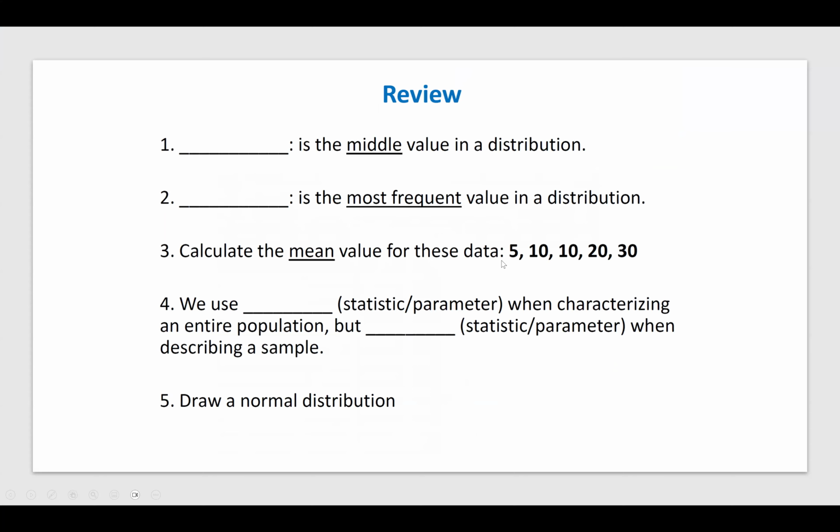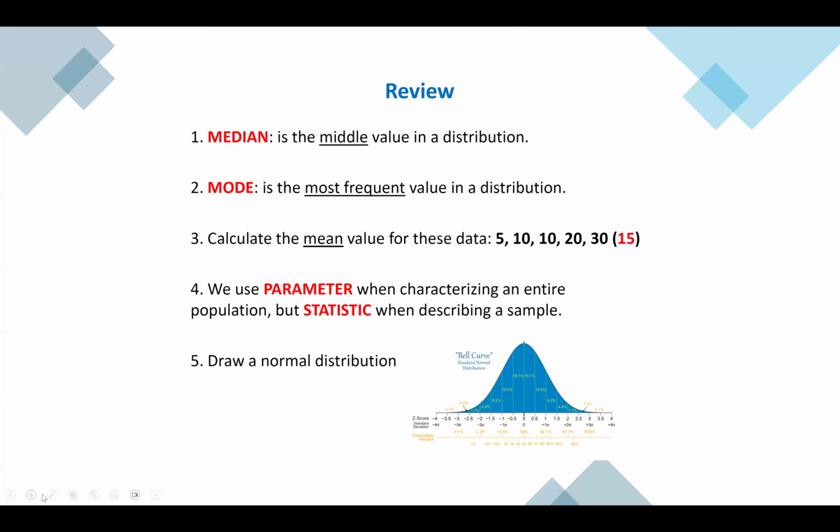Calculate the mean value for these data here. We use blank, either statistic or parameter, when characterizing an entire population, but blank, either statistic or parameter, when describing a sample. What is the name of a normal distribution? You don't have to draw it because we're on the computer, but what's the name of it? All right, here are your fun answers. It's a bell curve on the bottom.